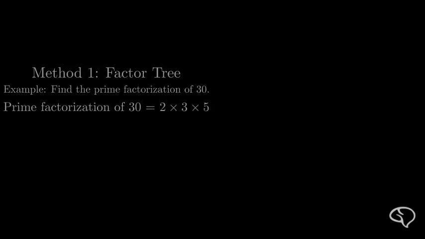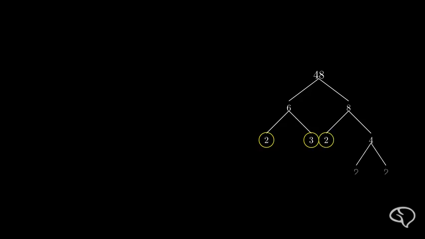Let's try another one. Let's find the prime factorization of 48. We start with 48. Let's break it into 6 and 8. Neither is prime, so we continue. 6 breaks into 2 and 3, both of which are prime. 8 breaks into 2 and 4. 2 is prime, but 4 is not, so we break 4 into 2 and 2, which are both prime.